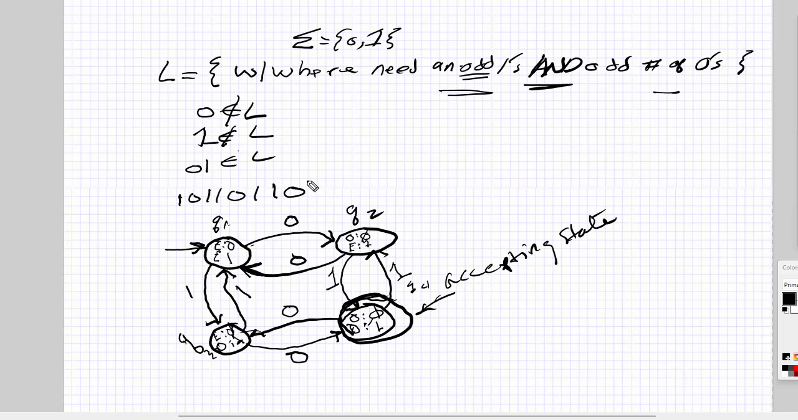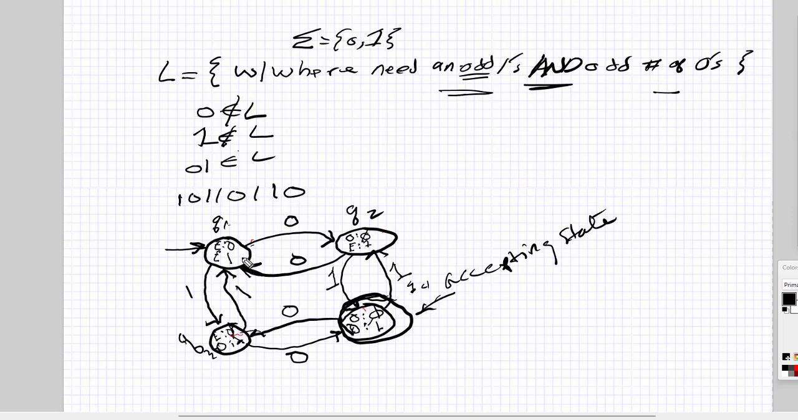So let's test it. Let me change the color. Let's say we want to test 0. We said it's not in the language. So we did a 0, we end up right here. With a 1, we end up here. So it's not an accepting state. Let's say 0, 1. We go 0 and then 1. That's an accepting state.